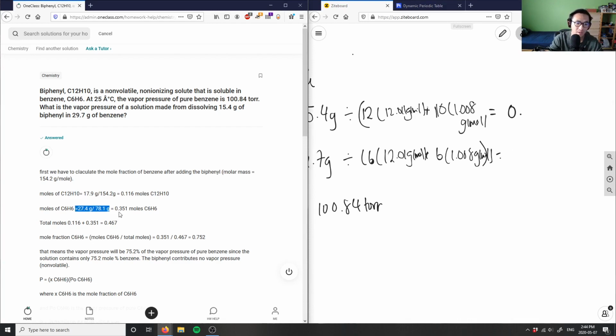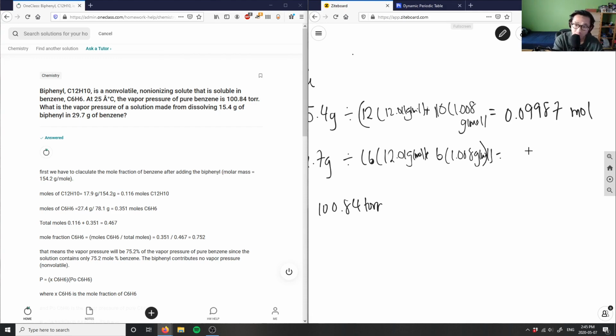They messed up here. They wrote 17.9 instead of 15.4, and they wrote 27.4 instead of 29.7. So I think they messed up their numbers here, and I guess their solution will be incorrect. So let's actually solve for this solution here. This here is going to give me 0.09987 moles.